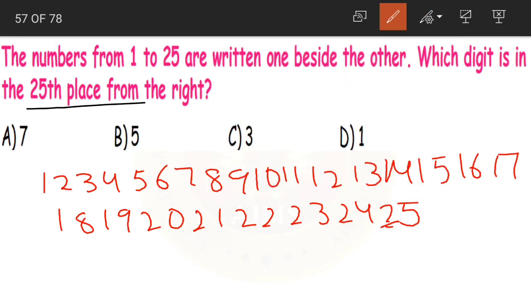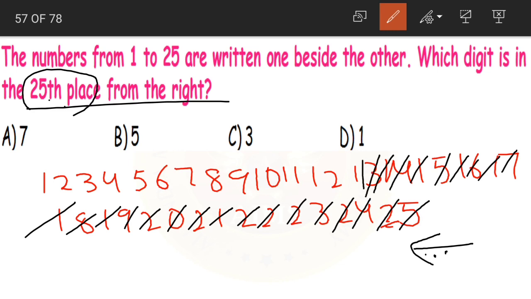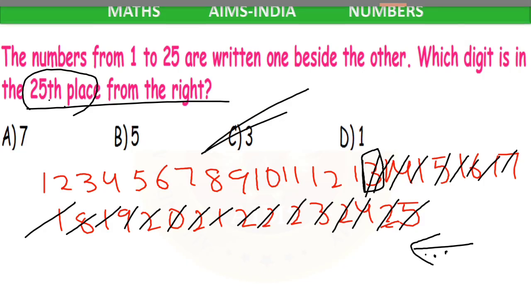No gap, nothing. All written as a single number. Then what should we do? Which digit is in 25th place from right? From the right side. This is your right hand, right? Your right hand is on this side. So from the right side, 25th. 1, 2, 3, 4, 5, 6, 7, 8, 9, 10, 11, 12, 13, 14, 15, 16, 20, 21, 22, 23, 24, 25. Which is in the 25th place? 3. That is option C.